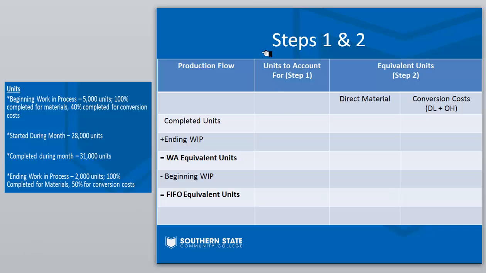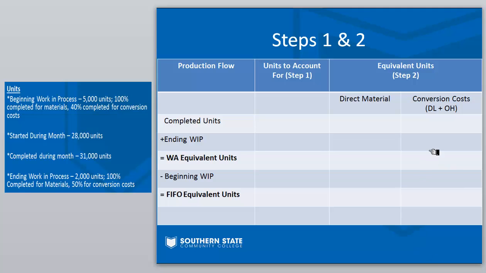And again, I want you to pause after I've explained this and jot down what I have here. We're going to do steps 1 and 2 in one blow here. So steps 1 and 2, we're basically trying to figure out how many units to account for and then how many equivalent units that would be. So along the top, write down production flow, make a column for units to account for, and then equivalent units. And then write down completed units plus ending work in process equals weighted average equivalent units minus beginning WIP equals FIFO equivalent units. So I'll pause and give you a second to get your paper set up.